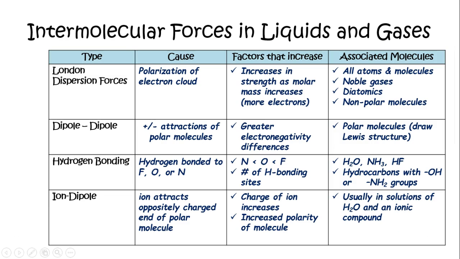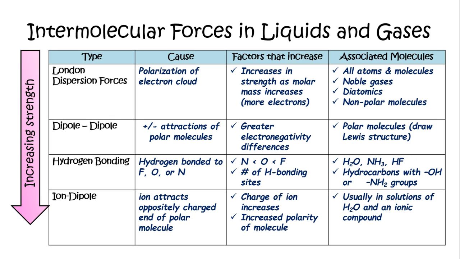All right. Here's the table that you already have. Hopefully you have that all filled out. But what we need to know now is, in terms of strength, which are the strongest ones and which are the weakest ones? Well, here's the trend. The London dispersion forces are the weakest, and the ion-dipole are the strongest. Just make a note of that off to the side, or if you can't fit that in there, just write increasing strength right on that arrow that you have.